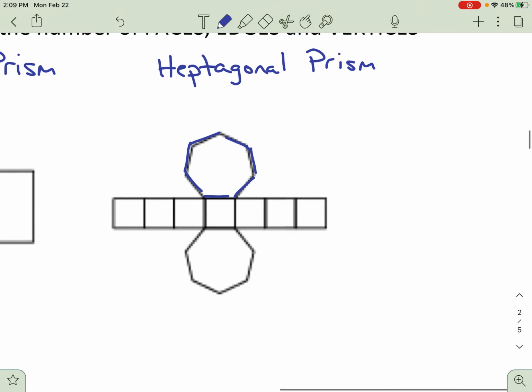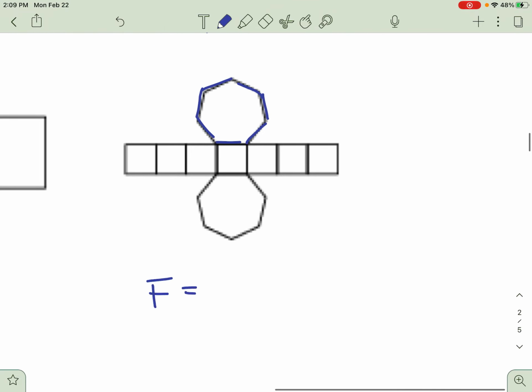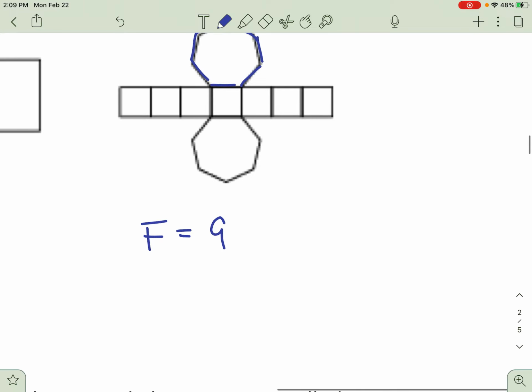Okay, a heptagonal prism has, let's see, faces, it's got 9. A number of edges, it's got 7 times 2, which is 14. And I'm sorry, I'm doing it backwards. So the number of vertices is 14. The number of edges is 7 times 3, which is 21.